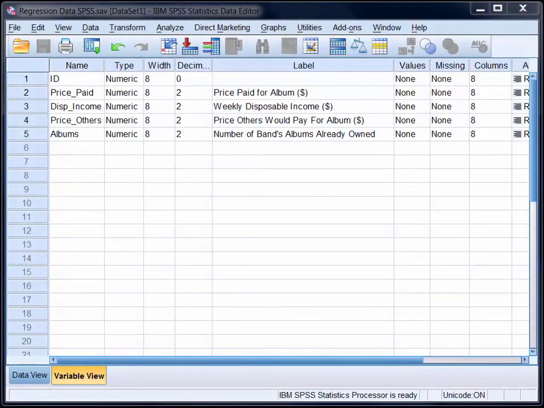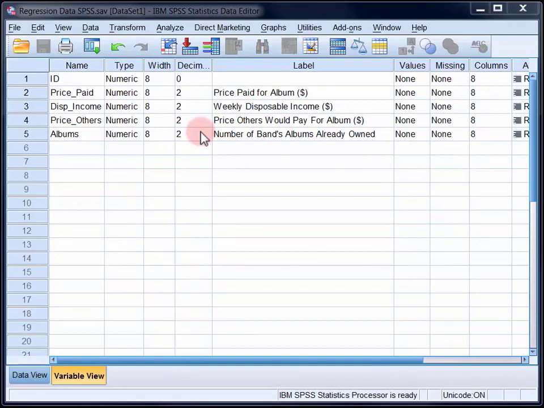In this video, we'll use SPSS to run a hierarchical multiple regression. The criterion or the dependent variable is price paid for the album, and the 3 predictor variables are participants' weekly disposable income, their estimates of what others would pay for the album, and the number of the band's albums that they already own. We're going to enter the predictor variables into the regression model on 2 steps or blocks.